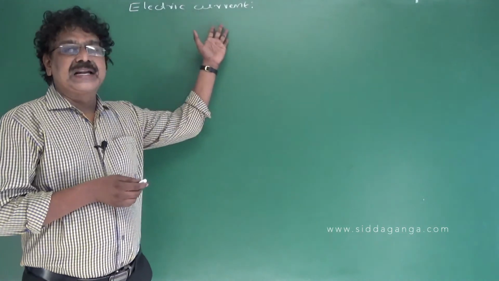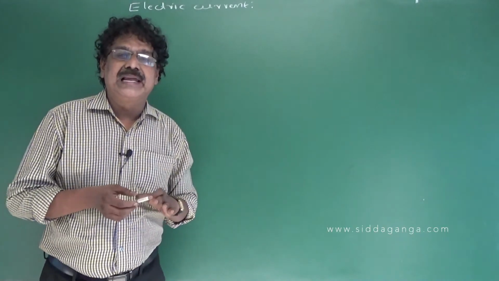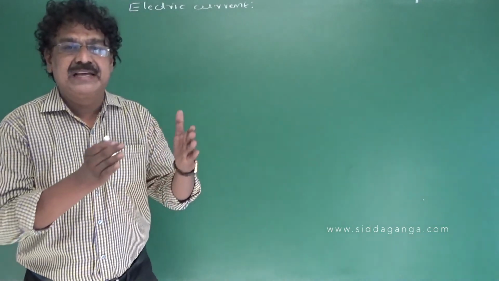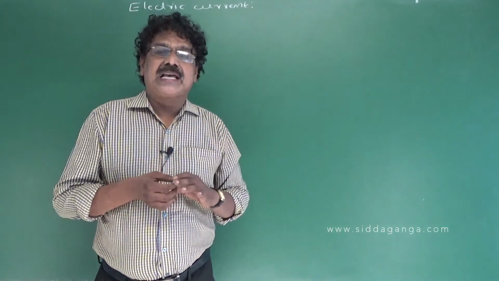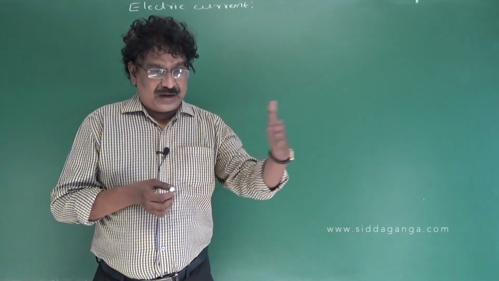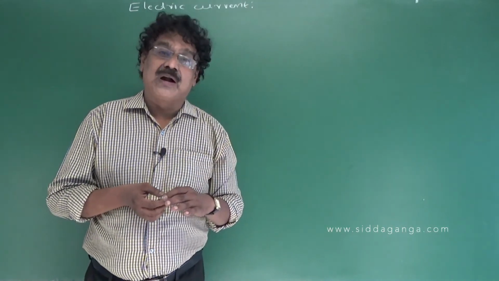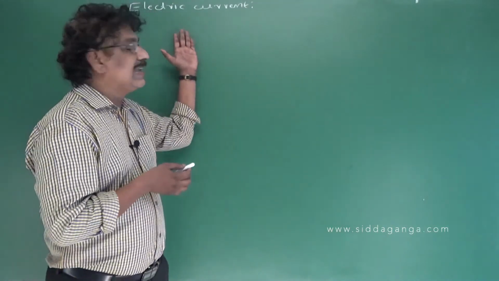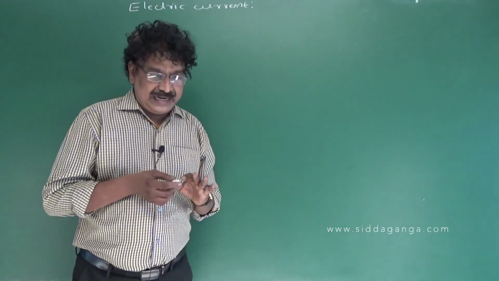So electric current means a flow of electric charges in a given direction, just as we know air current, flow of air, and water current, flow of water. Similarly, we are having electric current.